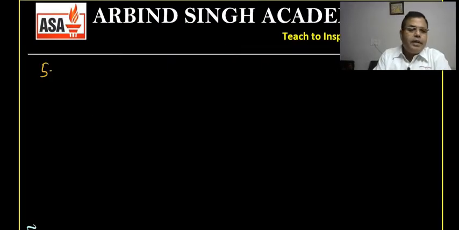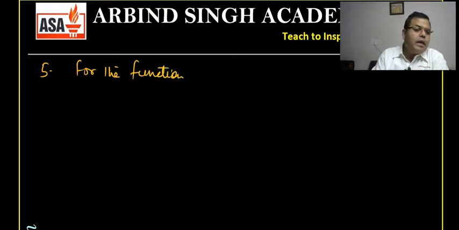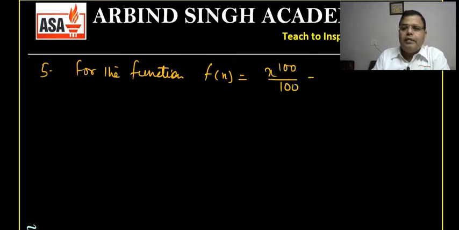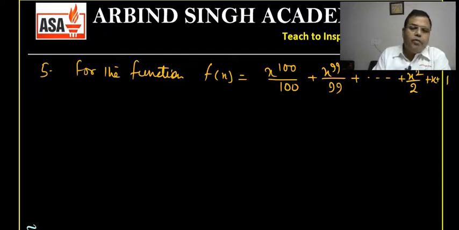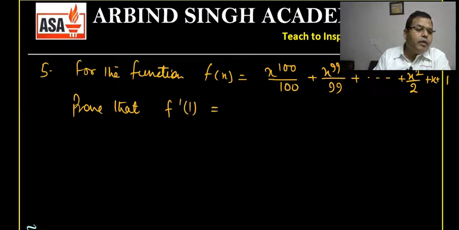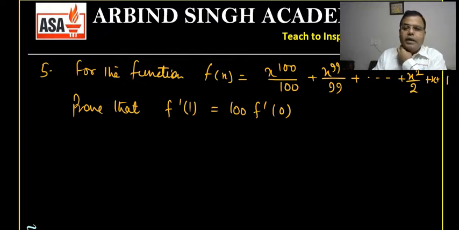Now let us solve question number 5. It is given that for the function fx is equal to x to the power 100 by 100 plus x to the power 99 by 99 plus up to x square by 2 plus x plus 1, prove that f dash 1 is equal to 100 times f dash 0.